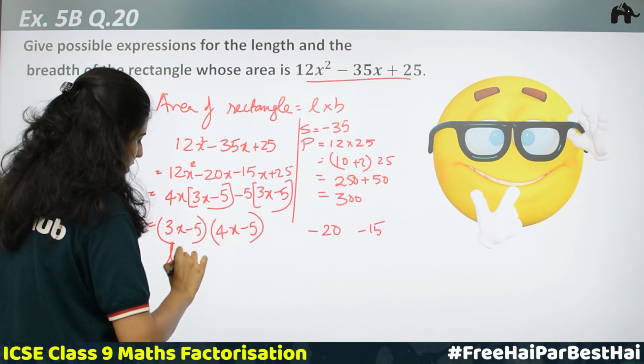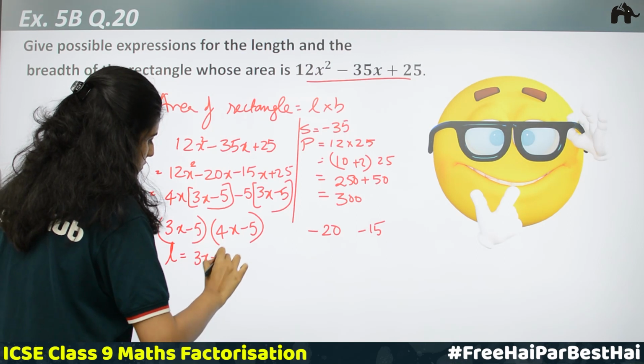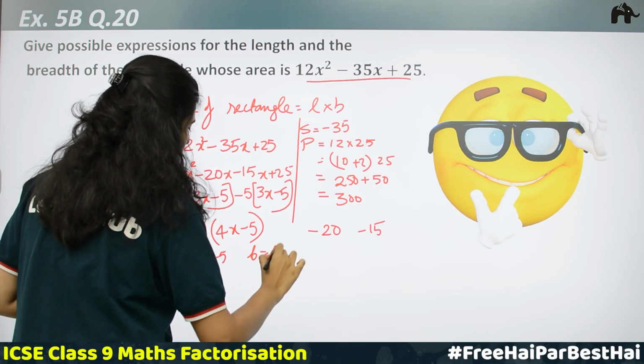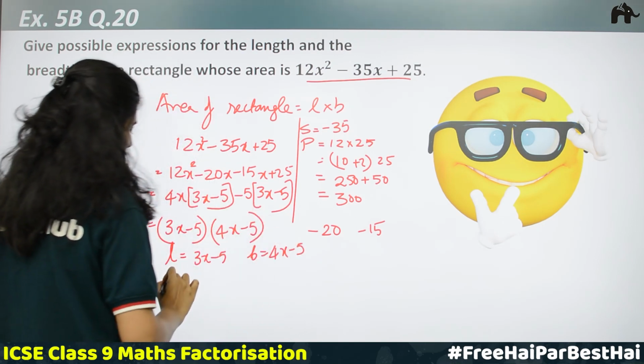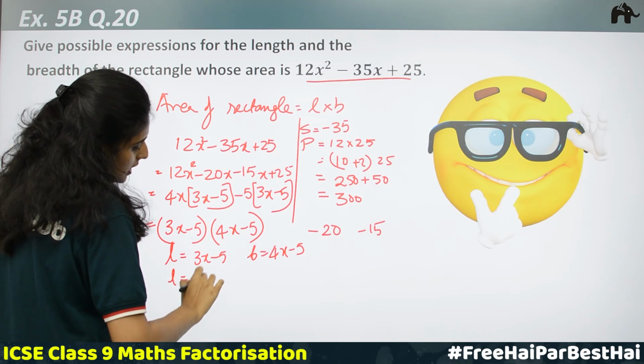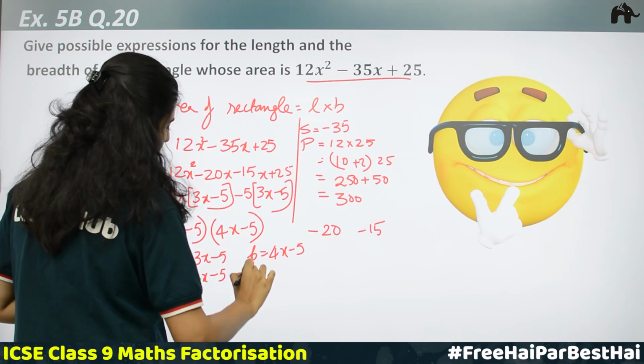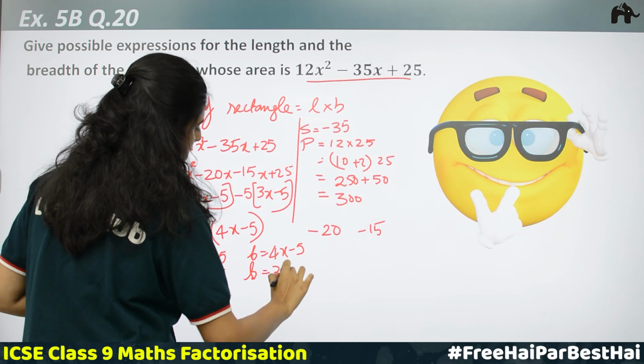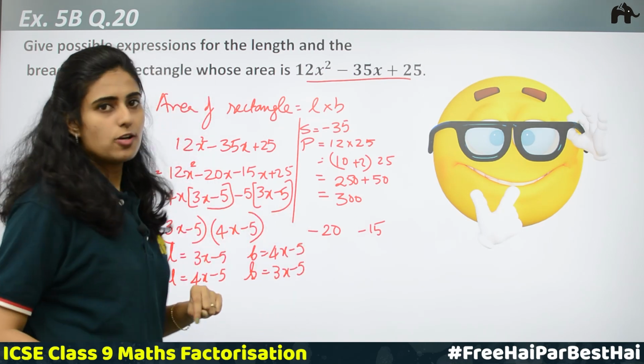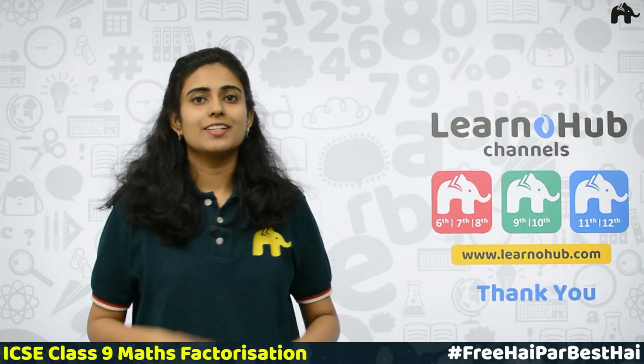So, either length should be equal to 3x minus 5 and breadth should be equal to 4x minus 5, or length should be equal to 4x minus 5 and breadth should be equal to 3x minus 5. So, these are the two possibilities. Clear? That's all for today.